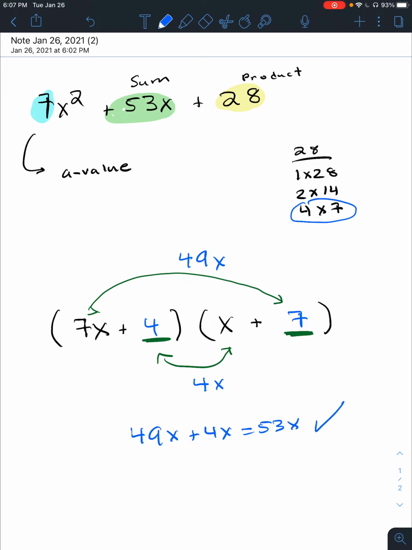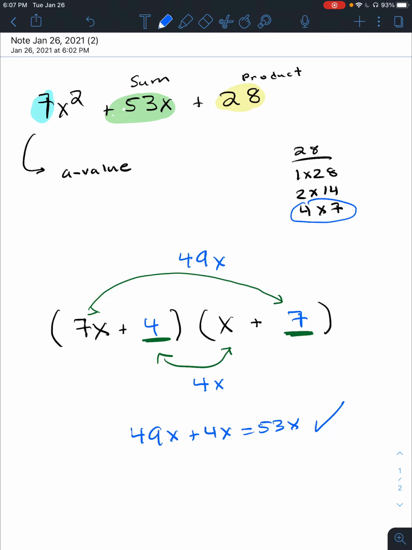I hope you also notice that I'm only checking the inside because 7x times x is 7x squared, and 4 times 7 is 28. We did that hard work at the beginning of the problem, so all I'm doing is focusing on the middle. So that is what I would do for this problem.